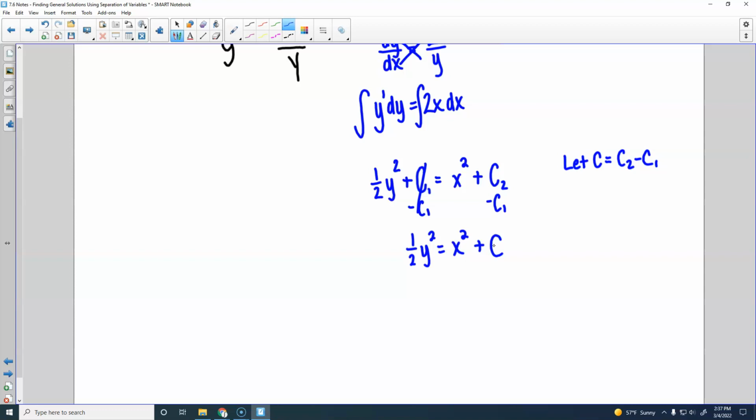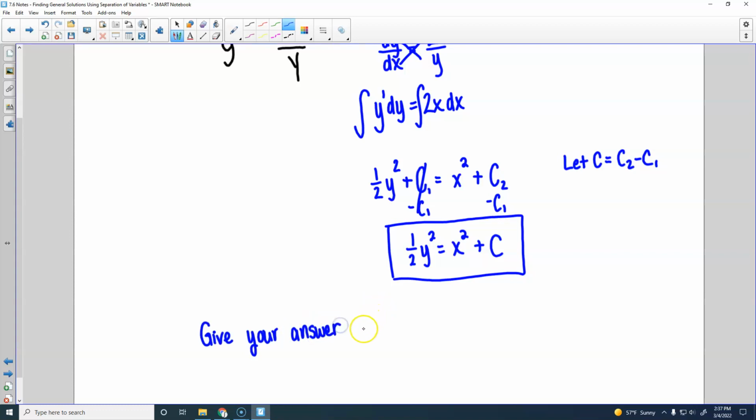Depending on how they want you to leave your answer, they may leave the answer like this right here. Sometimes they will say something like, give your answer in the form y equals f of x. If they say something like this, this right here means solve for y.